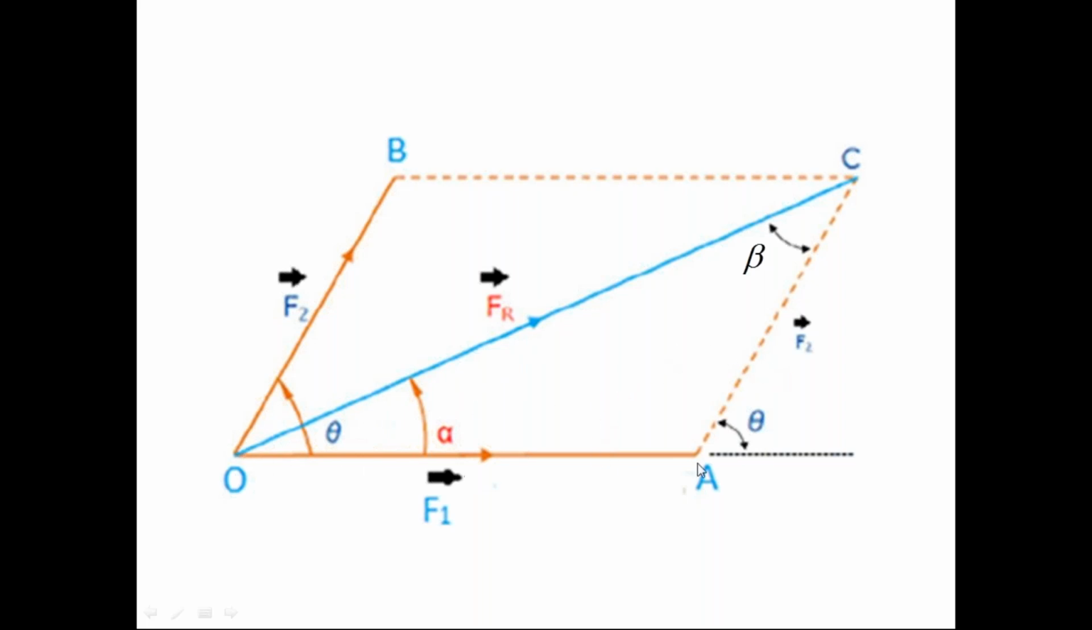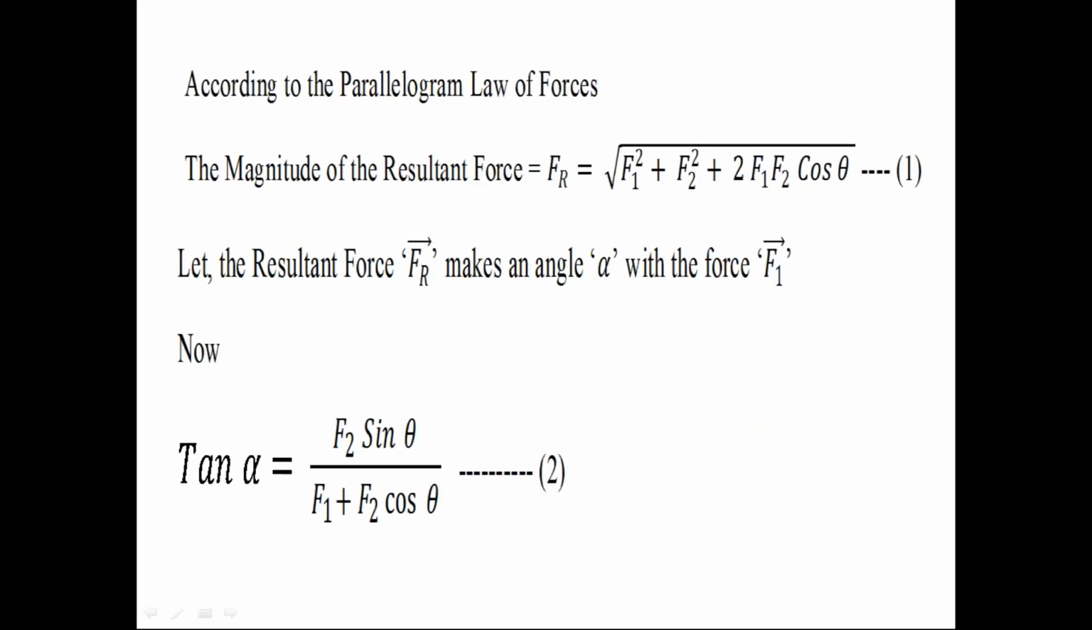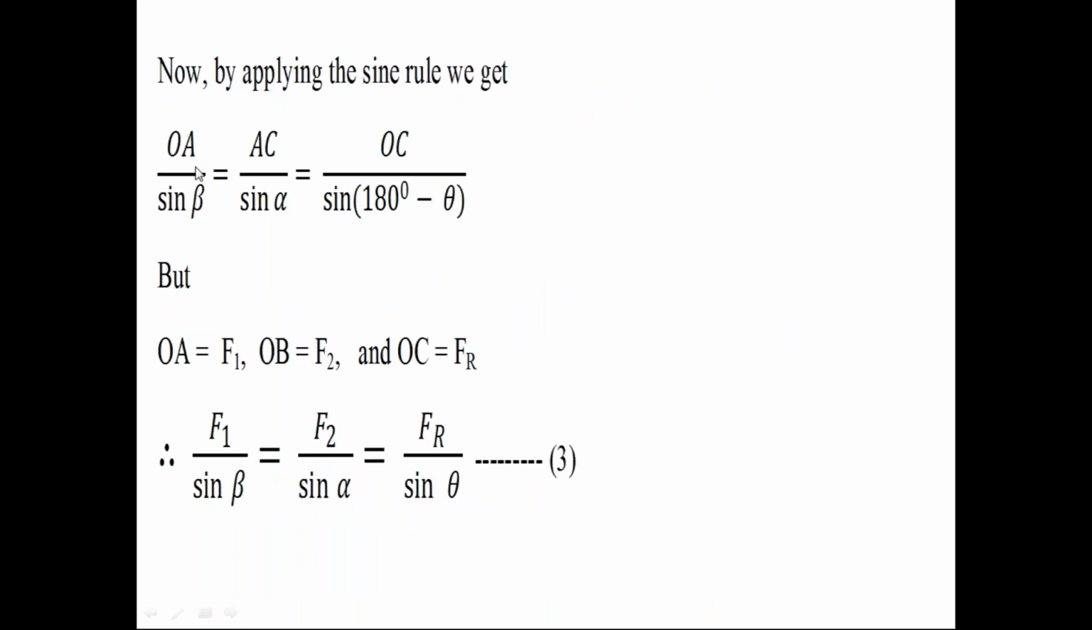So by considering this triangle OAC in this parallelogram, we can apply the sine rule. From the sine rule, OA divided by sine beta is equal to AC divided by sine alpha is equal to OC divided by sine 180 minus theta. Here OA is equal to force F1, AC is equal to force F2, OC is equal to force Fr. Sine 180 minus theta is equal to sine theta. So from the parallelogram diagram between the forces F1, F2, Fr, we have another relationship: F1 by sine beta is equal to F2 by sine alpha is equal to Fr by sine theta.